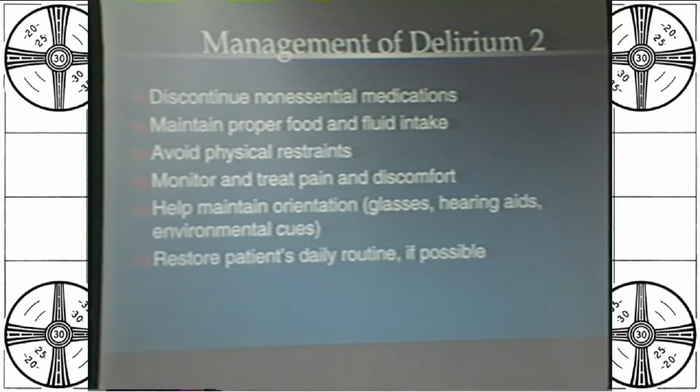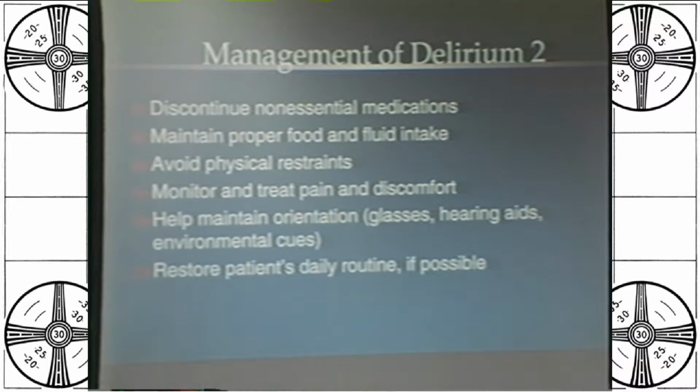Discontinue all non-essential meds. Maintain proper food and fluid intake. Avoid physical restraints. There are some studies on physical restraints and delirium, and it looks like, independent of other factors and adjusting for how impaired the person was when they got restrained, restraints actually increase the risk of a person becoming delirious. That doesn't mean they're never necessary.